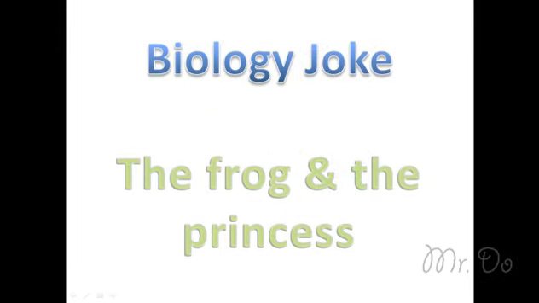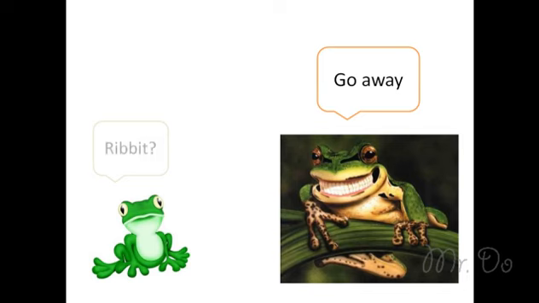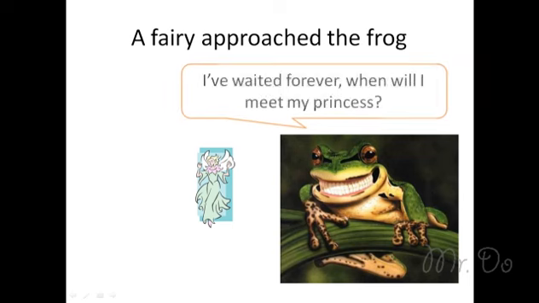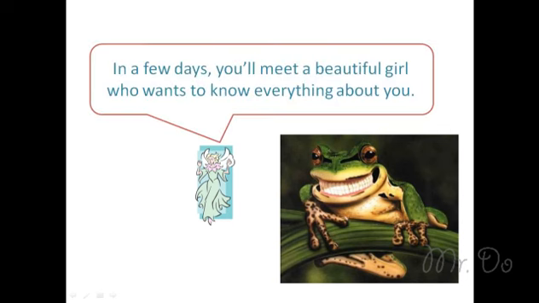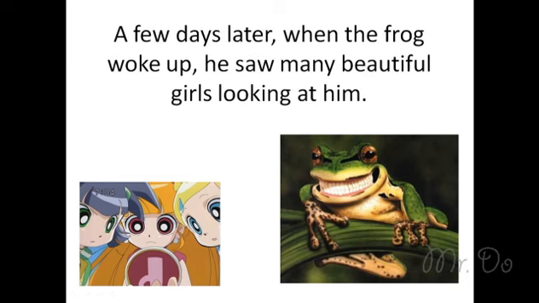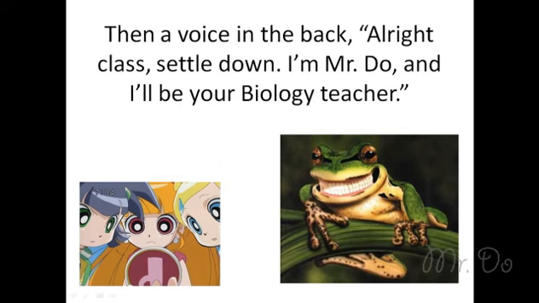Okay, the frog and the princess. There was an evil frog. Go away, he said. A fairy approached the frog. Avoid it forever. When will I meet my princess? In a few days, you'll meet a beautiful girl who wants to know everything about you. Good, because I hate waiting. A few days later, when the frog woke up, he saw many beautiful girls looking at him. Oh yes, that's more like it. Now which one's my princess? Then a voice in the back: Alright class, settle down. I'm Mr. Doe, and I'll be your biology teacher.